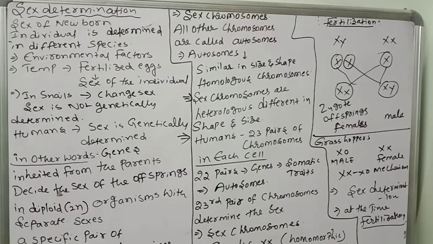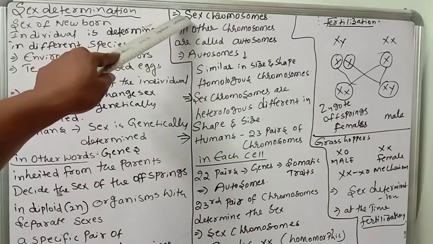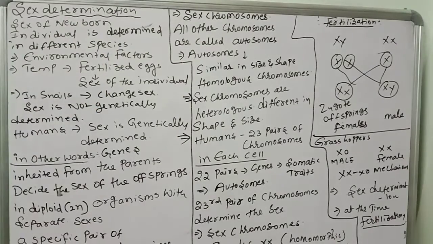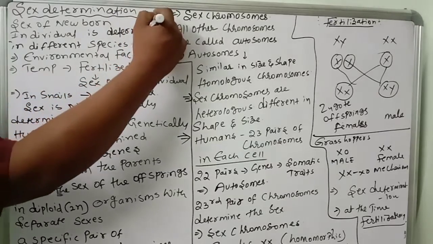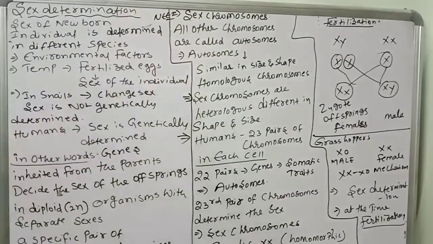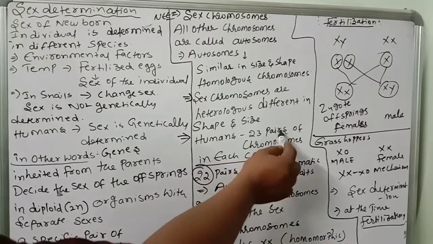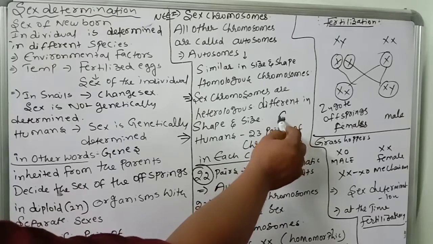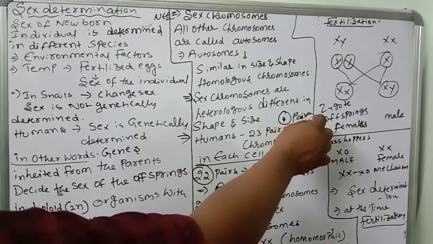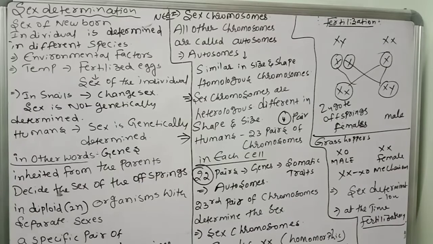Number one, the chromosomes which determine the sex of the baby are called sex chromosomes. This is the first need bit. Next, the second need bit. How many autosomes? There are 22 pairs of autosomes. How many sex chromosomes? Only one pair. 22 plus 1, 23 pairs. That one pair is X and Y.